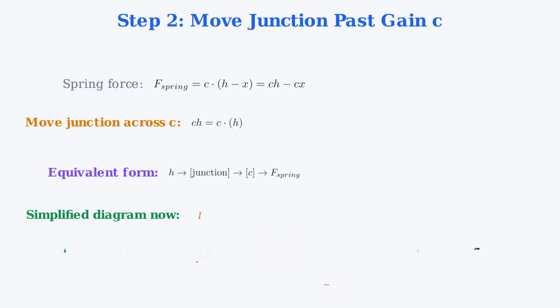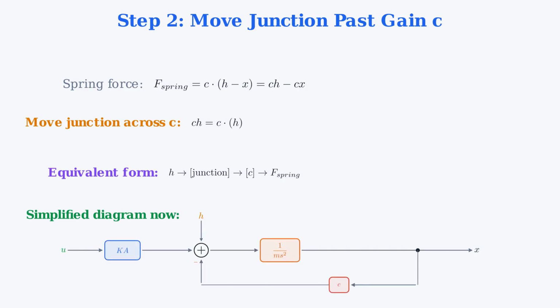Now we apply the Summation Move Type 2. We move the CH branch backward, past the KA block. To compensate, the CH branch must be divided by KA. But we want a cleaner form, so instead we move the input summing junction forward, past the gain C. The disturbance H is then multiplied by 1 over C. This rearrangement isolates the unity gain on H.